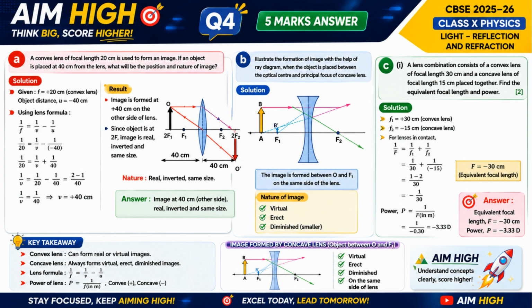Now let's discuss the complete solution of this important 5-mark case-based question from Light, Reflection, and Refraction. In Part A, we apply the lens formula and find that the image is formed 40 centimeters from the lens. Since the object is placed at 2F, the image formed is real, inverted, and of the same size. In Part B, the ray diagram of a concave lens shows that the image formed is always virtual, erect, and diminished on the same side of the lens. In Part C, using the lens combination formula, we calculate the equivalent focal length as minus 30 centimeters and the power as minus 3.33 diopter.